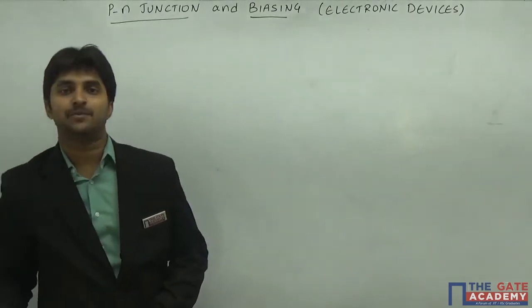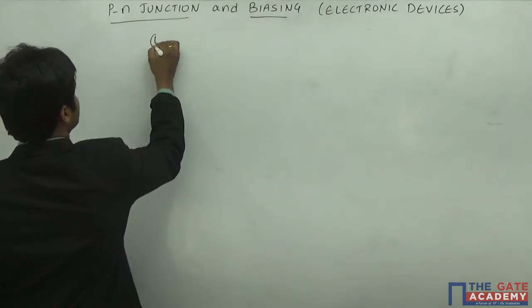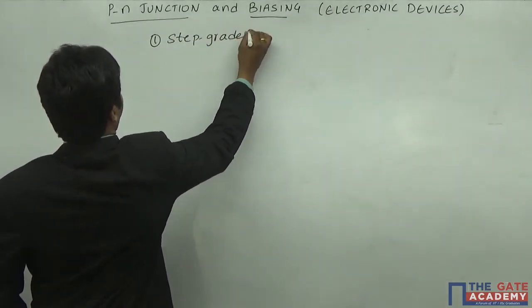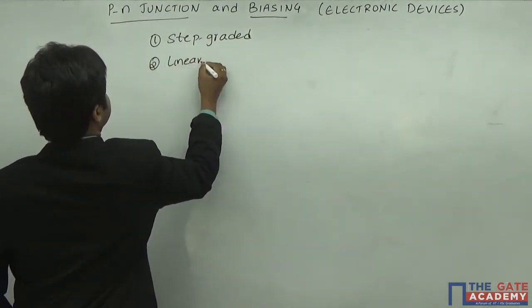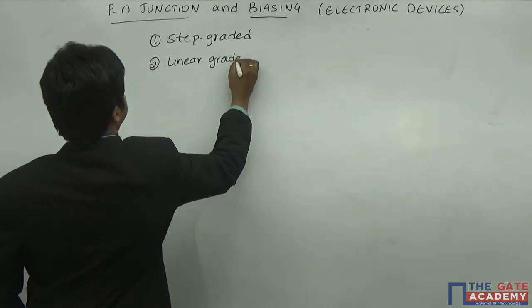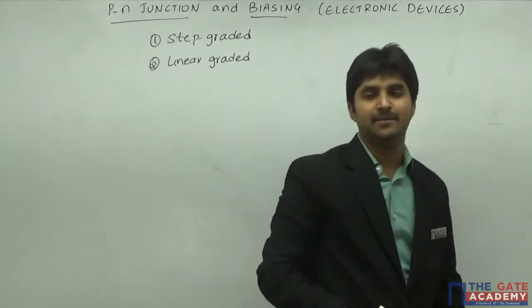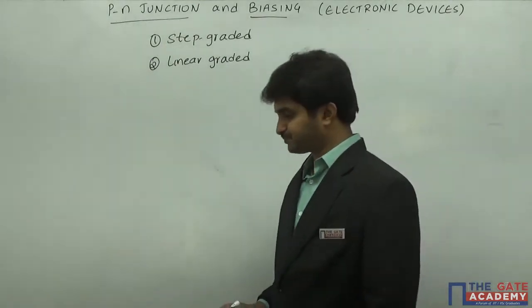One, what we call a step graded PN junction, the other we call a linearly graded PN junction. So the first one is a step graded PN junction, the second one is a linear graded PN junction. The first one is going to be more important in the examination, therefore we are going to focus on the step graded PN junction.